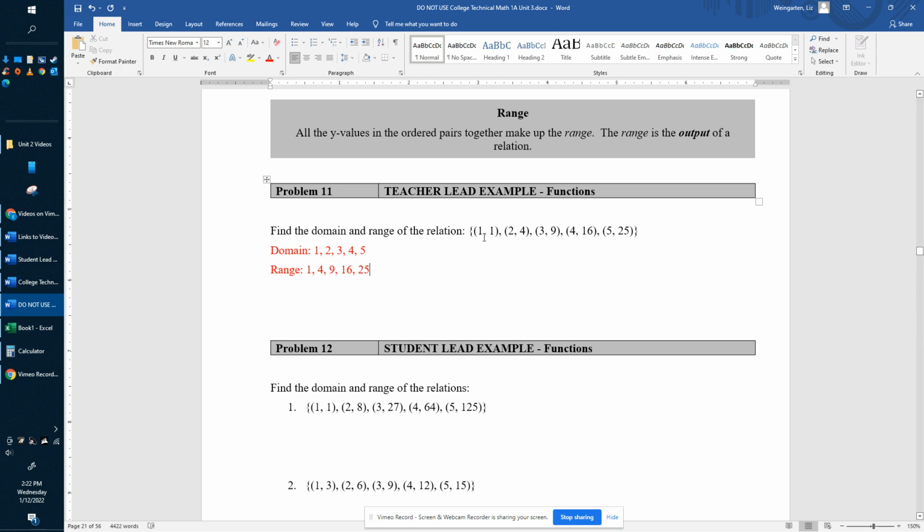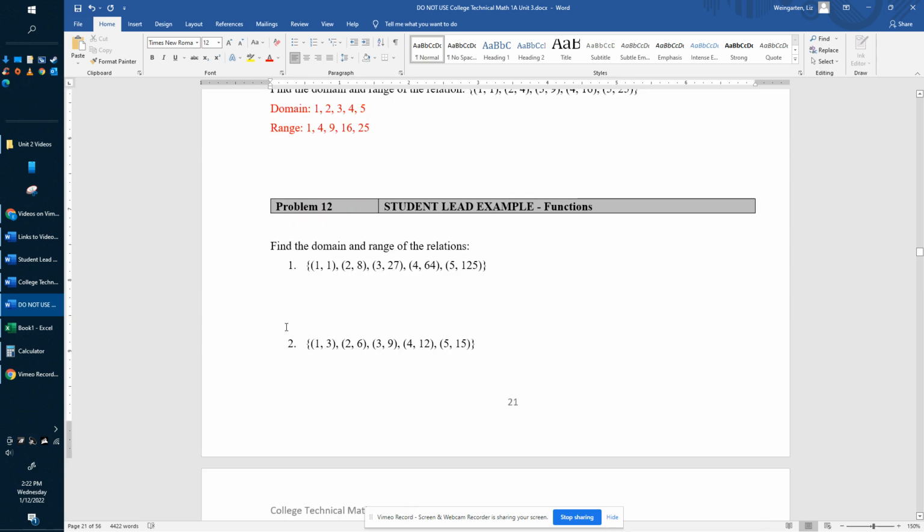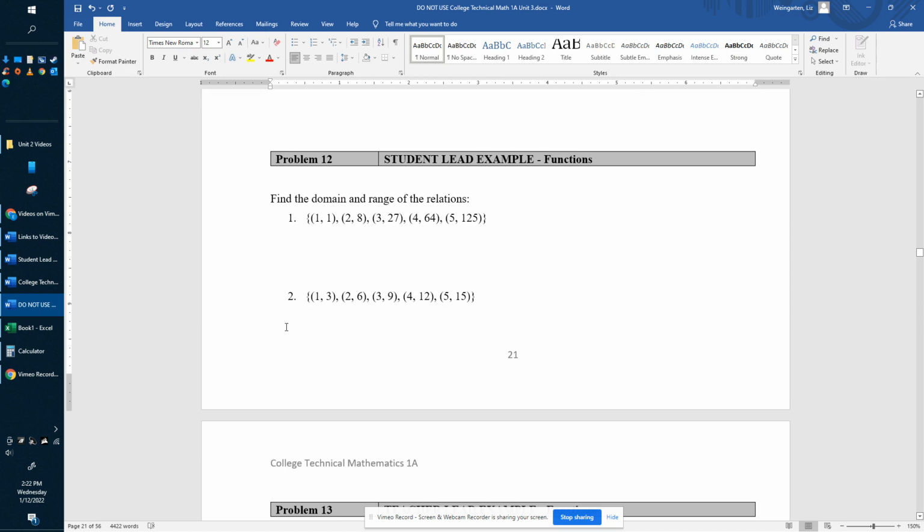As easy as that. Just looking at the ordered pair, which one is x? Those are the domain. Which one is y? Those are the range. I'm going to let you guys pause the video at this point and complete problem 12 on your own.